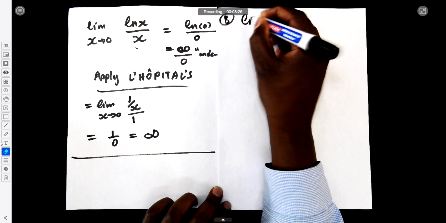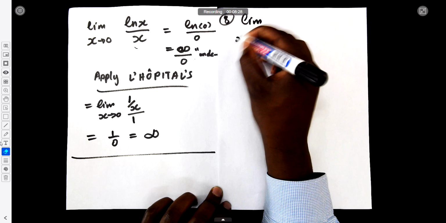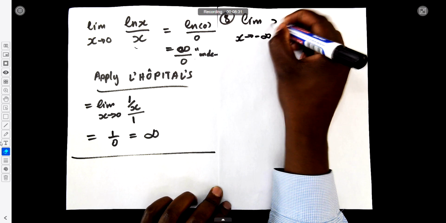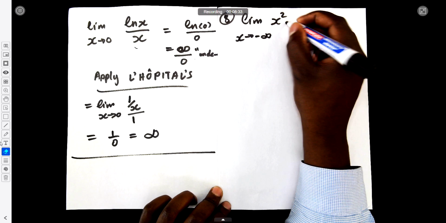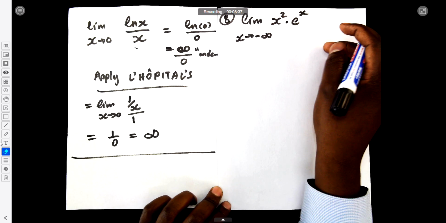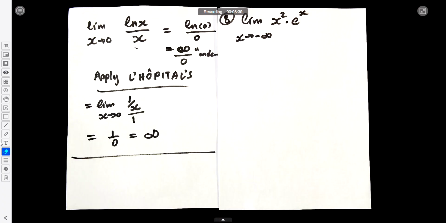So let's say we have the limit as x approaches negative infinity of x squared multiplied by e to the 4x. So we need to find the limit of the function.